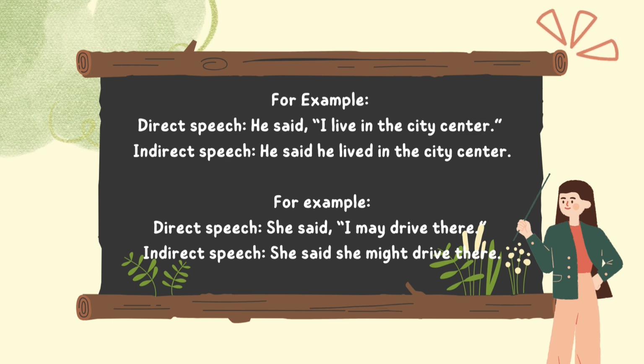And then, the same rule of moving the tenses one step back also applies to modal verbs. For example, direct speech: she said, "I may drive there." And indirect speech: she said she might drive there.